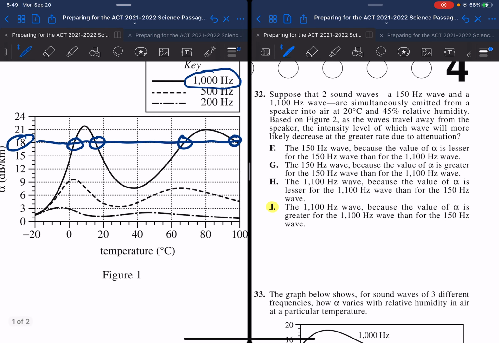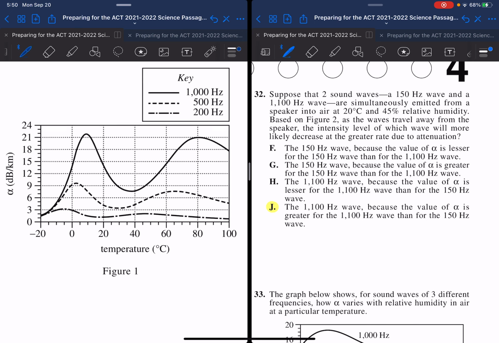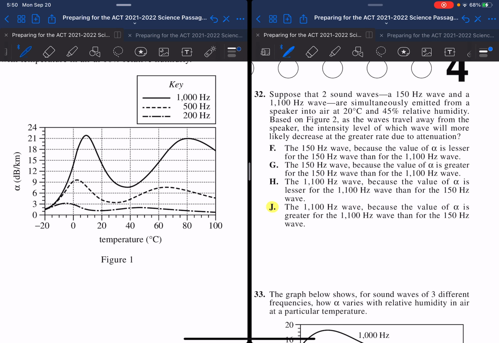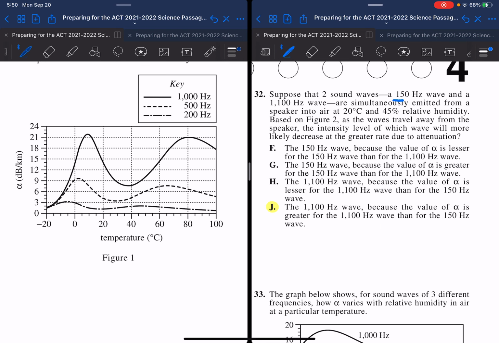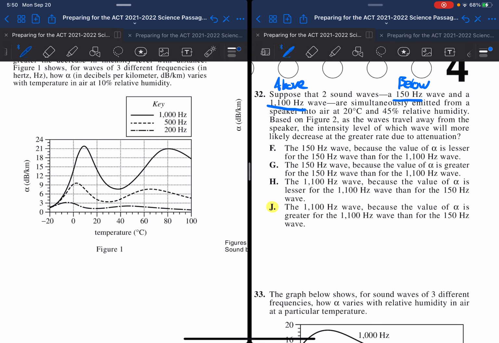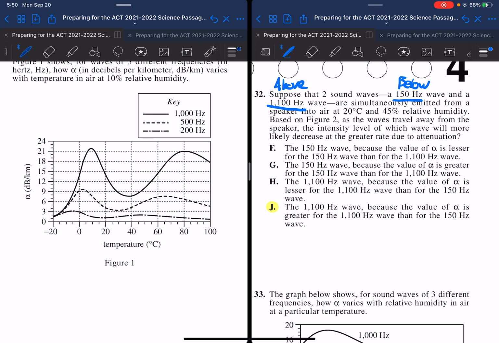32. Here it says, suppose that we have 2 sound waves, 150 hertz and 1,100 hertz. All right, so we don't have either of those numbers. So 150 hertz is below all our available data, and 1,100 hertz is above all of our available data. So that's something to keep in mind. They're emitted from a speaker into air at 20 degrees Celsius at 45% humidity. All right, so figure 1 won't tell us anything because it's 10% relative humidity.